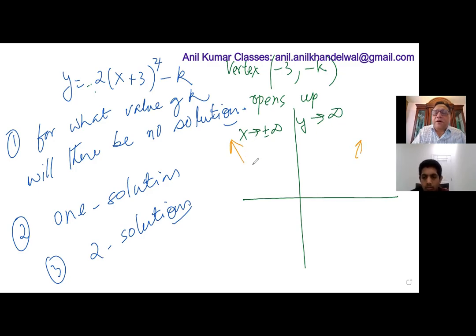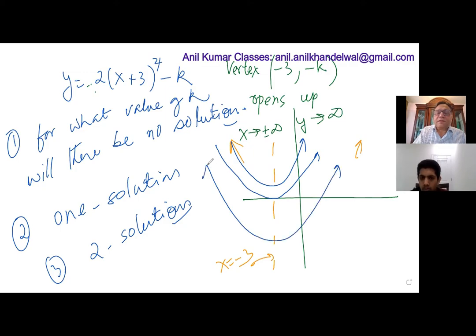Now, if I have a function going upward, then it really depends. And we know at minus 3, we have the vertex, right? So basically, it means that the function could be either like this, right? Or could be like this, or could be like this. So these are the three cases. If k equals to 0, then we have only one solution, correct?